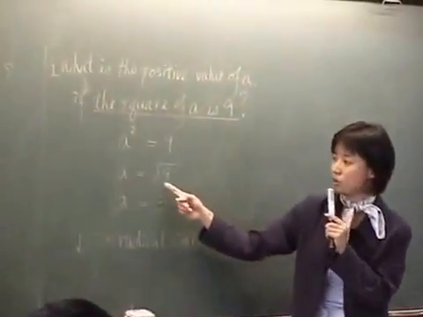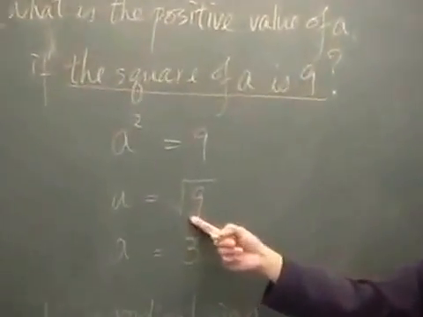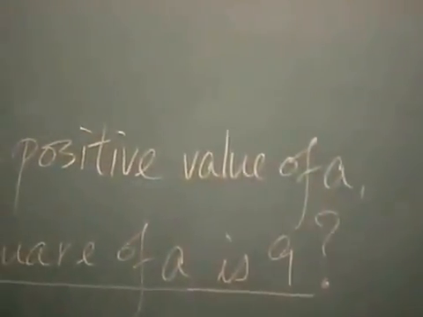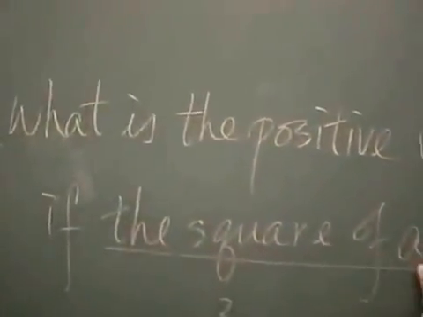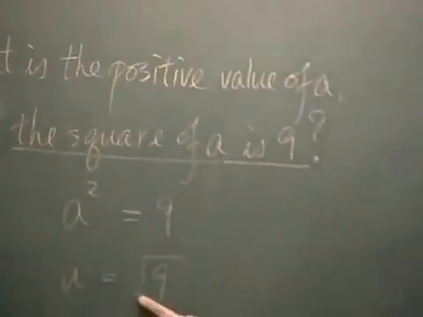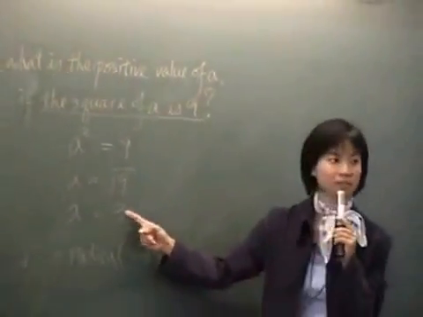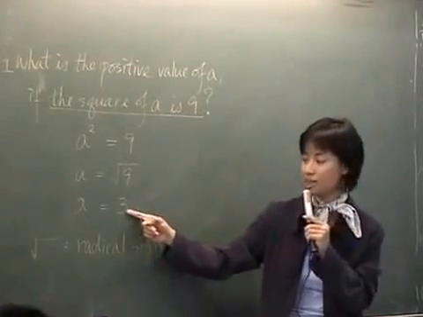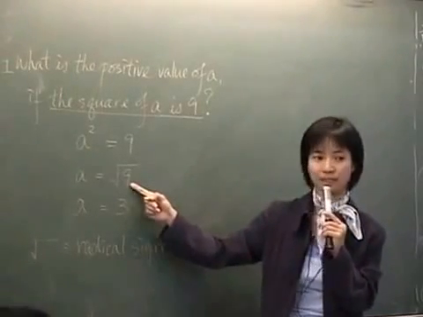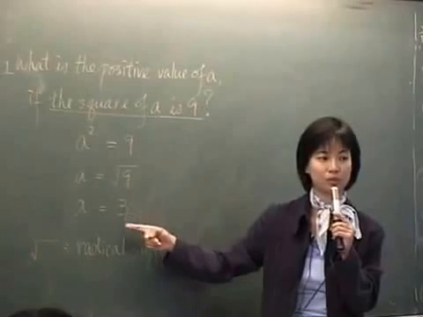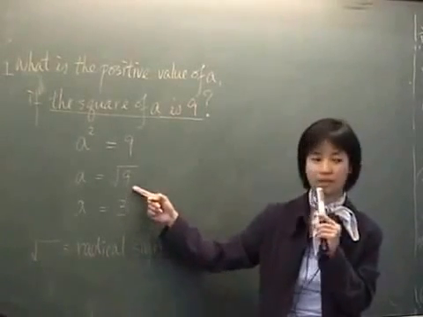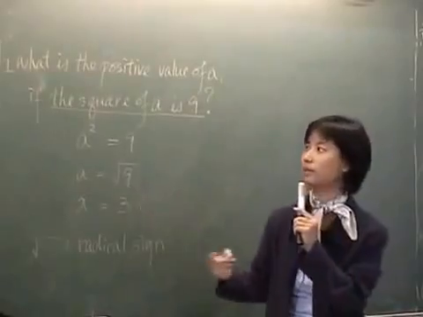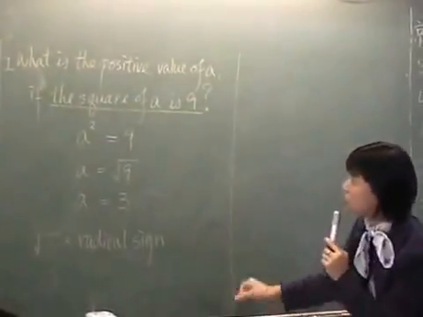Okay. Square root of 9 means to find a positive value of A, if the square of A is 9, okay? Square root of 9 to find a value, to find a positive value. Each square equals to 9, okay? Do you understand what is the meaning of square root of a number? Yes, okay. So now number 2.